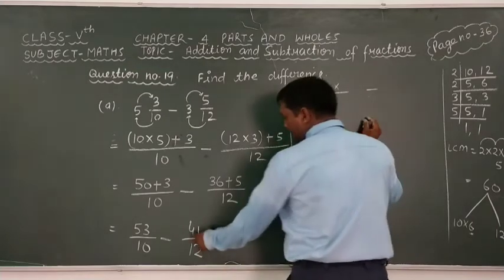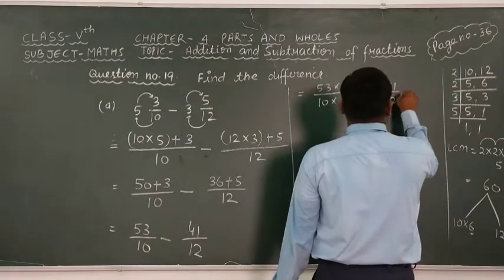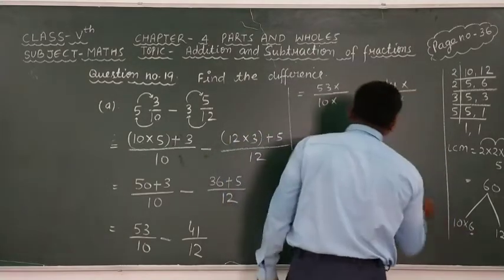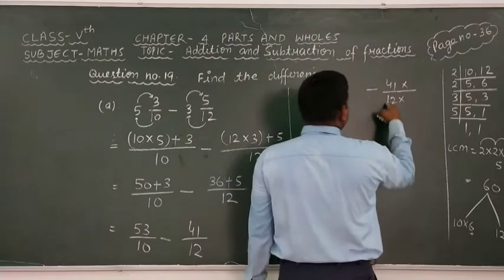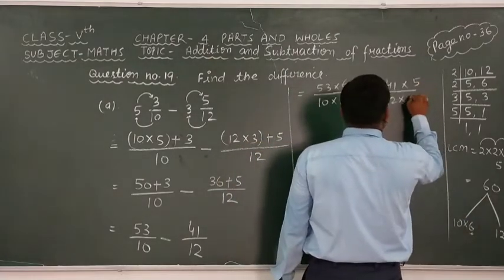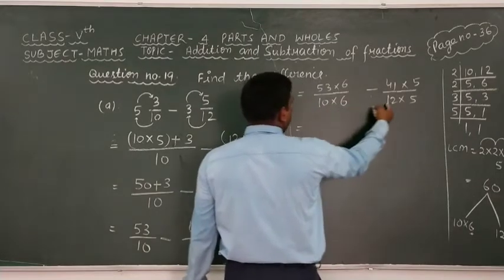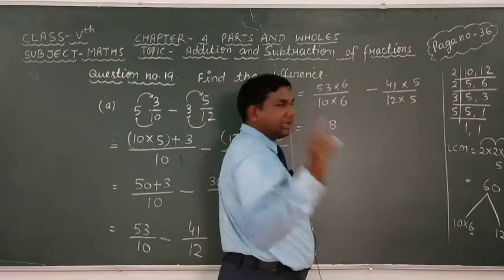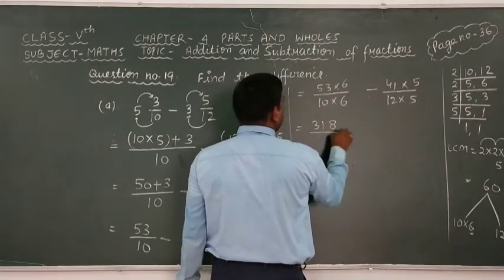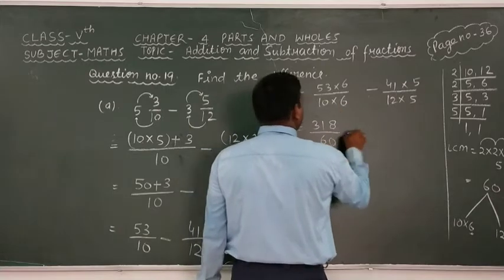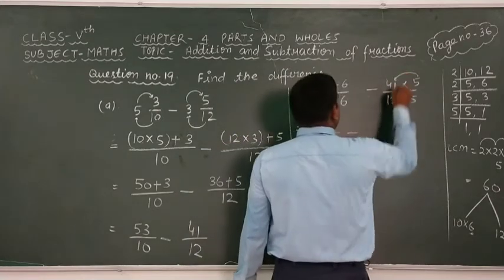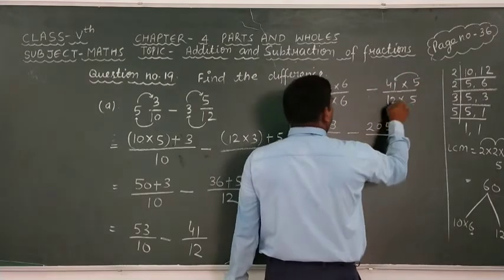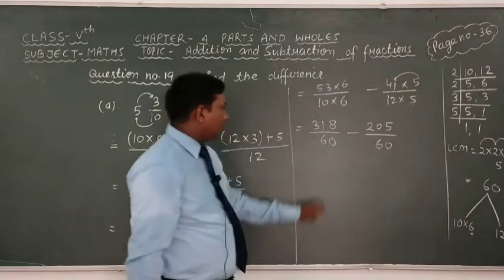minus 41 over 12. Okay students, in this fraction we multiply numerator and denominator by 6, and in this fraction we multiply numerator and denominator by 5, to get the same denominators. Look, 6 3s are 18, 8 carry 1, 6 5s are 30 plus 1 is 31, so 318 over 10 times 6 is 60, minus 5 1s are 5, 5 4s are 20, so 205, and 12 times 5 is 60.